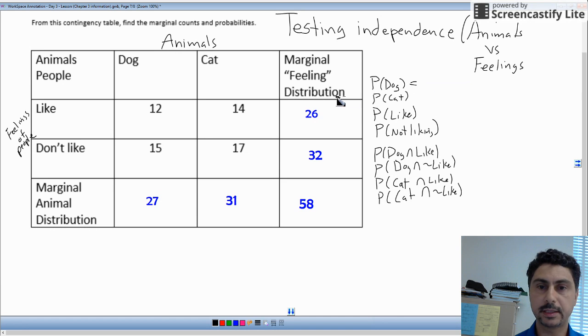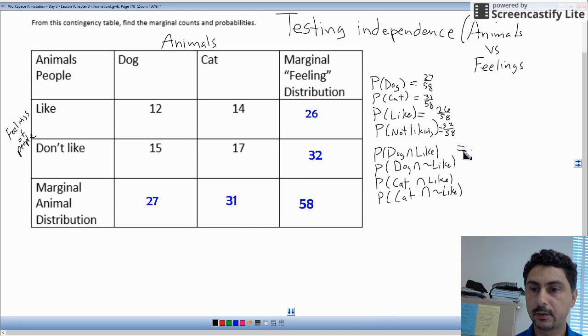So when I look at the information, what's the probability of having a dog? Well, it's 27 out of 58. I'm just going to write all these probabilities down. The dog is 27 out of 58. The cat is 31 out of 58. Liking, we're going to say is 26 out of 58. Not liking is 32 out of 58.